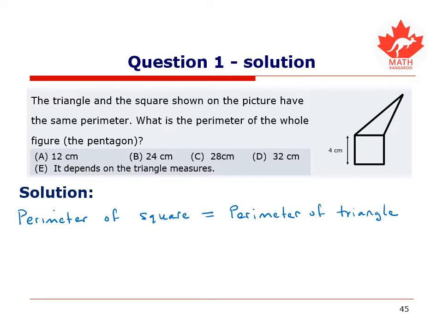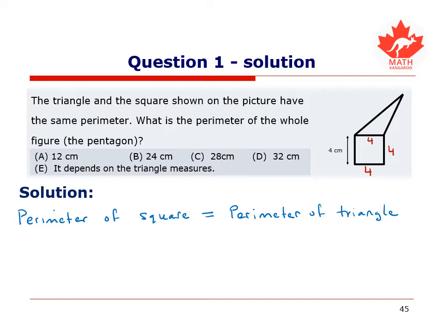Our objective is to find the perimeter of the pentagon. Let's start by calculating the perimeter of the square. On our figure, we're told that the length of one of the sides of the square is 4 centimeters. Because we're dealing with a square, we know that all 4 sides are equal, they're congruent. So that means they must all be 4 centimeters.